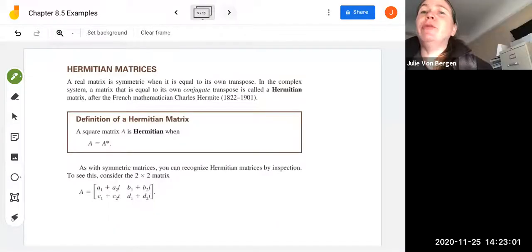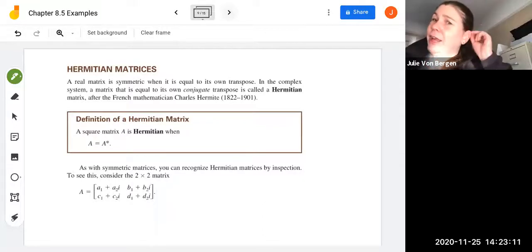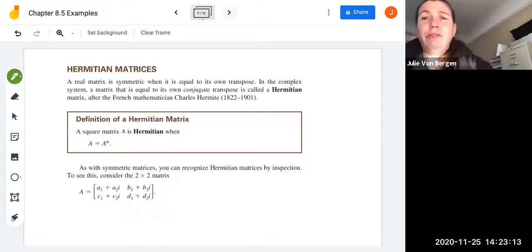Video, we continue chapter 8.5. In this video, we are going to go over the definition of a Hermitian matrix. We're going to see how to visually check if a matrix is Hermitian and how to find the eigenvectors for the Hermitian matrix. And then we're going to see something known as the spectral theorem. That's kind of a preview of something you might see if you take a next level complex calculations class.